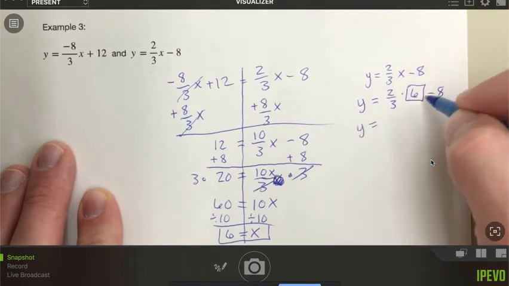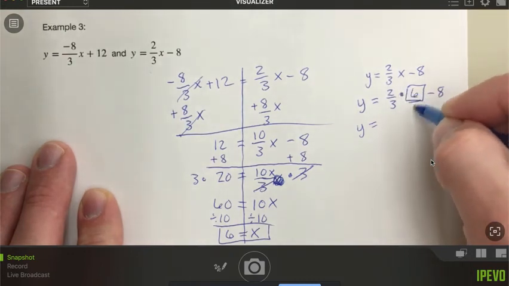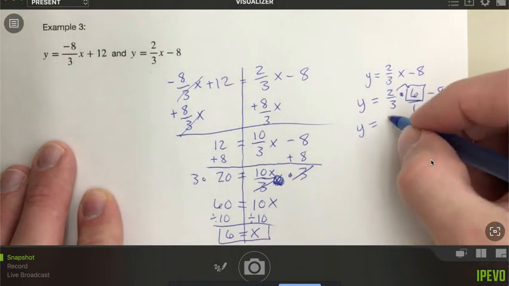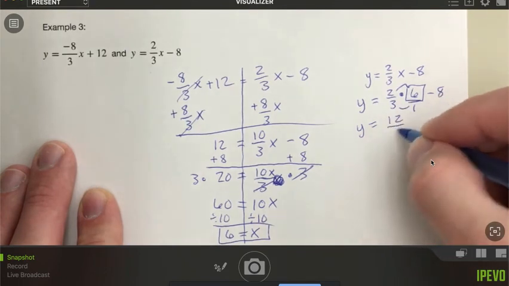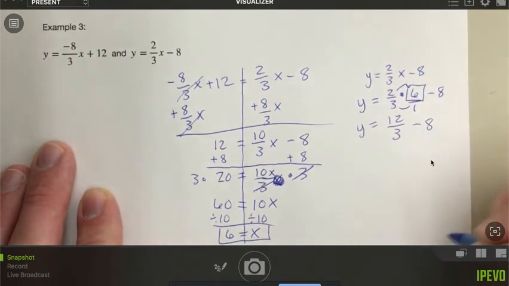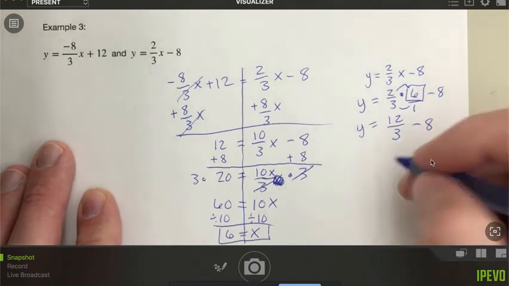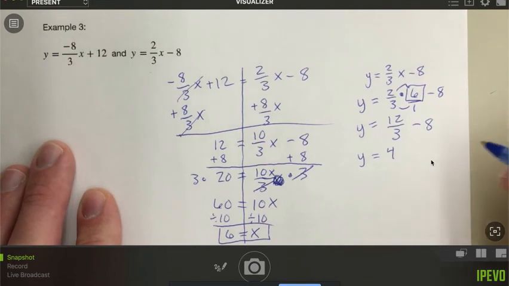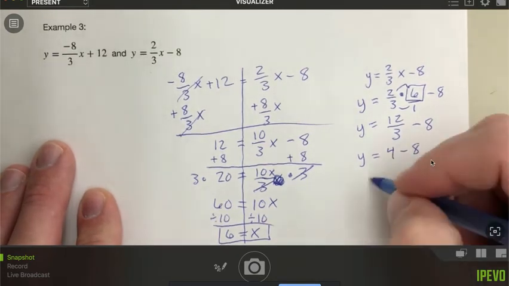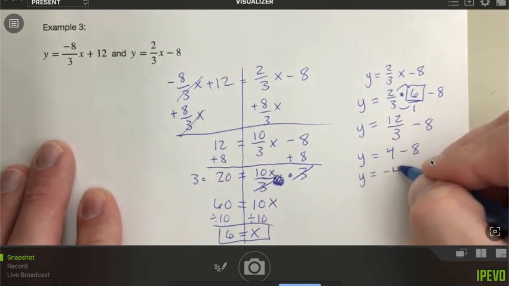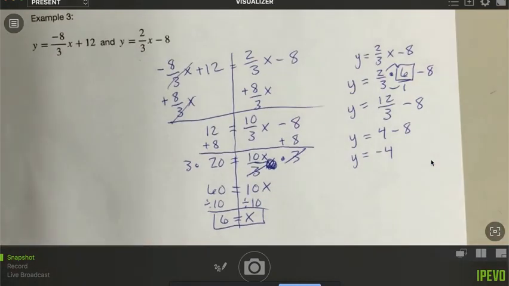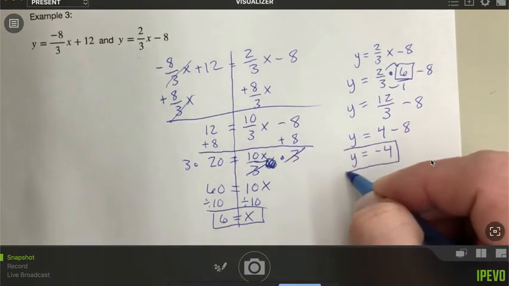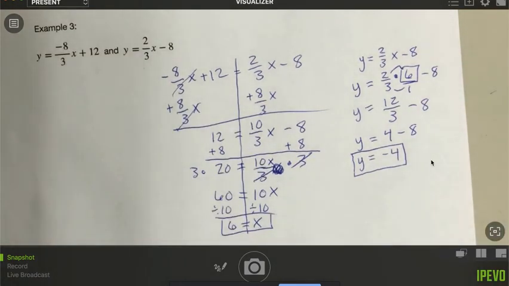All right, so 6 times a fraction, once again, think of it as 6 over 1. So 2 times 6 is 12. 3 times 1 is 3. So I have 12 divided by 3 now, which is 4, minus 8. I get y equals negative 4. All right. So I'm thinking that my point of intersection is (6, -4).